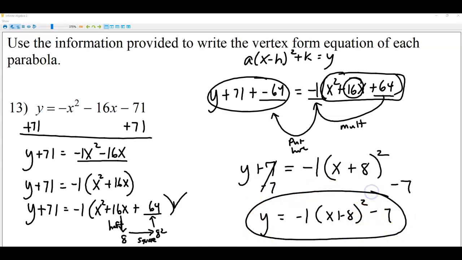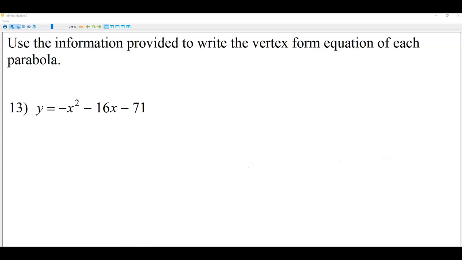And now I've got it in vertex form. So that's a lot of steps. But that is the process of changing a quadratic equation from standard form into vertex form. Like I said, I had the steps written out in words on your notes for completing the square back in Unit 7. So if you want to use those on the day of the test, it might be helpful to you. Go back and find those.